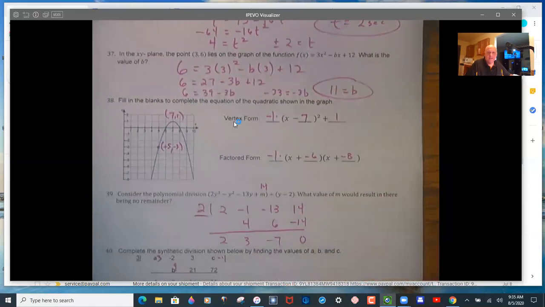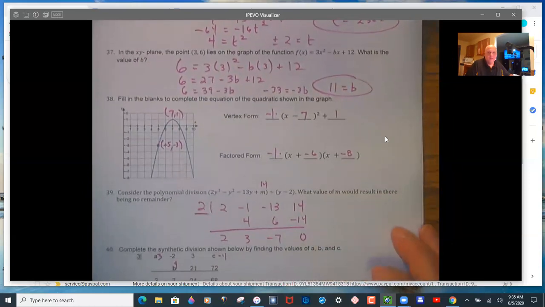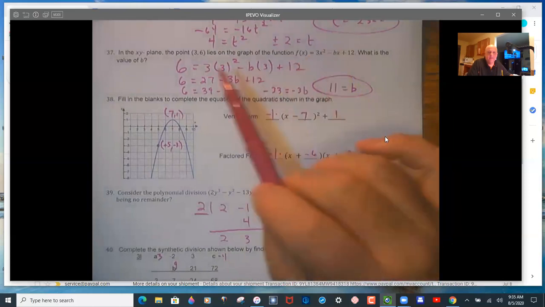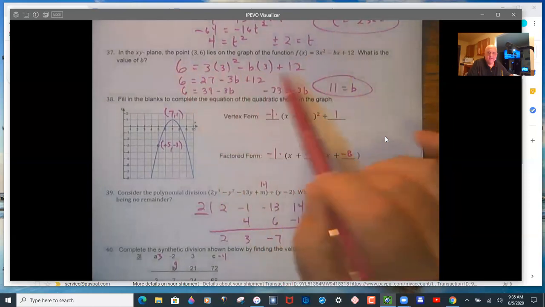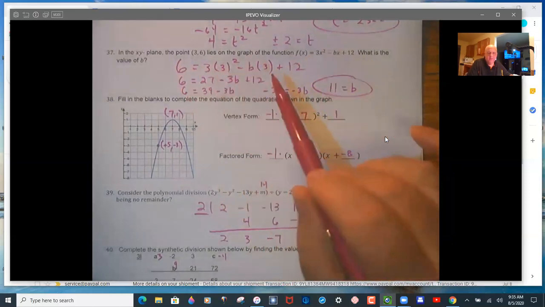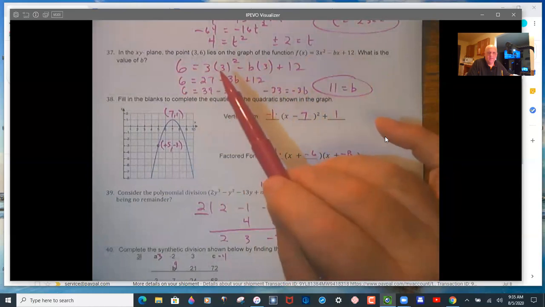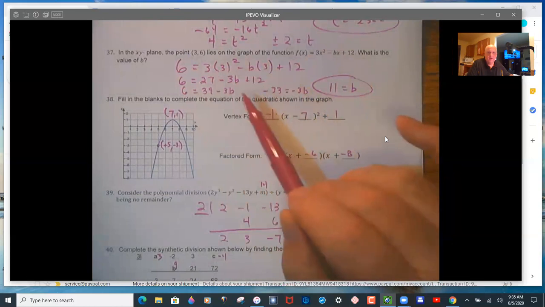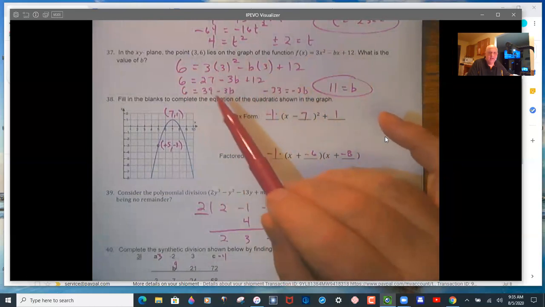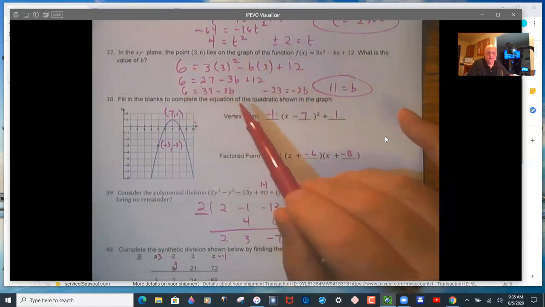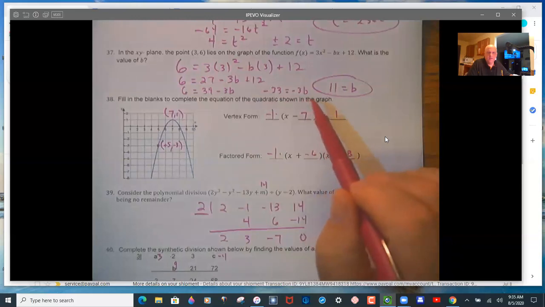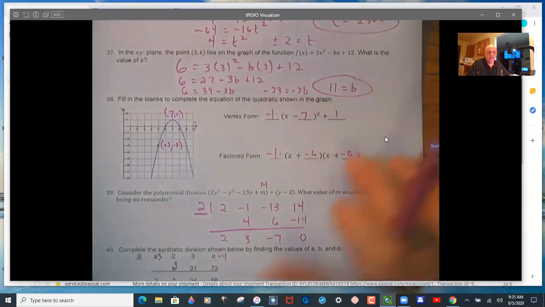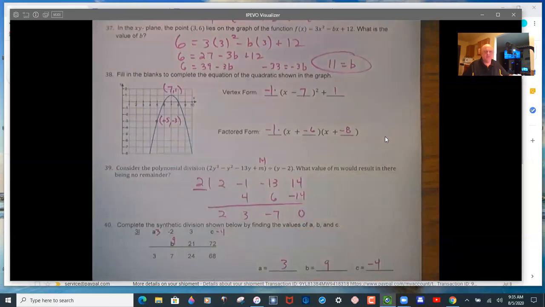Okay, what is the value of B? So here's another SAT style. (3, 6) lies on this graph. So 6 is y and 3 is x. You put those in and you start manipulating and simplifying. So this is 27 minus 3B plus 12, and then 39 gets subtracted over, negative 33. So negative 33 equals negative 3B. B is 11. A good SAT style question.